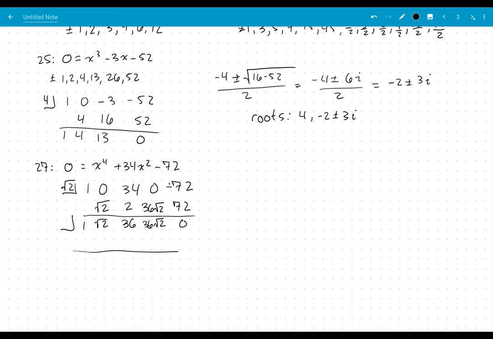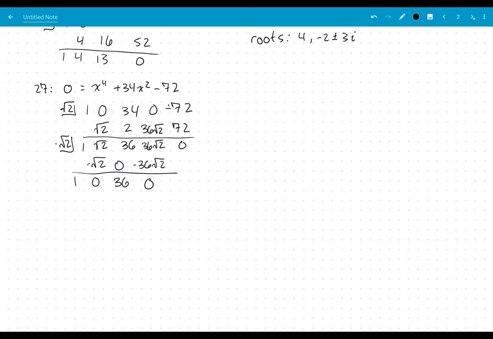All right. And since we have the square root of 2, that means we need to have negative square root of 2. So let's try negative square root of 2. And we get 1 times the negative square root of 2 is the negative square root of 2. 0, then 36. And 36 times the negative square root of 2 is negative 36 times the square root of 2. All right. And then we have 0.